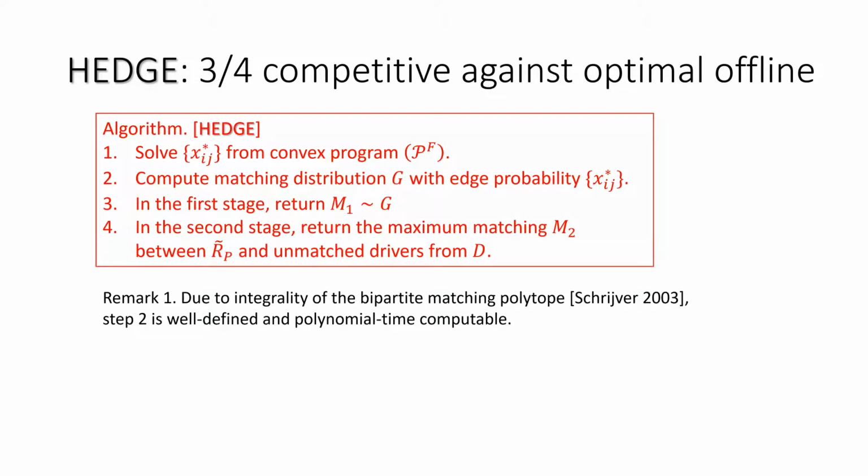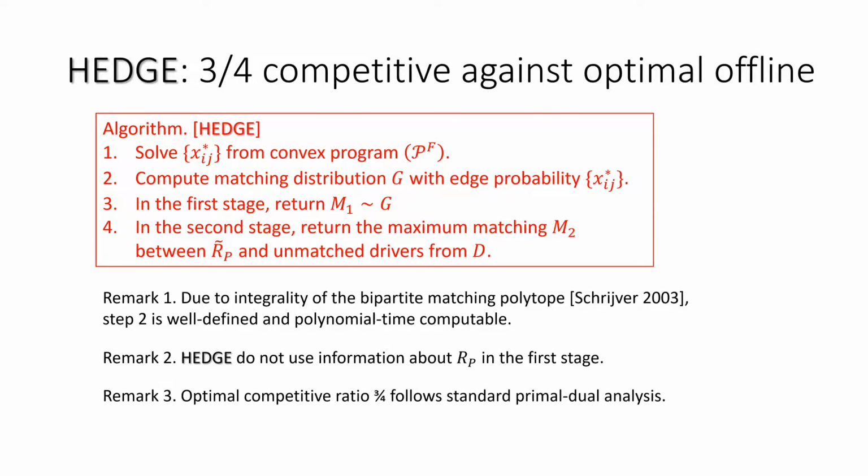First, let me put some remarks here. First, due to the integrality of the bipartite matching polytope, step 2 in the Hedge algorithm is well defined and polynomial time computable. Second, it can be observed that our Hedge algorithm does not use any information about R tilde in the first stage. In other words, it will attain 3/4 competitive ratio even if we are in an adversarial environment. And third, to show this optimal competitive ratio of 3/4, we will use the standard primal-dual analysis, and we will construct the dual solution using our DB decomposition structure.